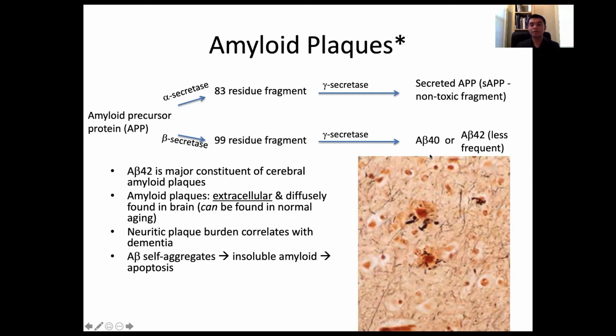We have this A beta 40 and this A beta 42 fragment. The A beta 40 is much more commonly made, but in pathological settings, such as in Alzheimer's, this A beta 42 becomes much more frequent, and that is where you get these amyloid plaques that lead to your Alzheimer's disease.